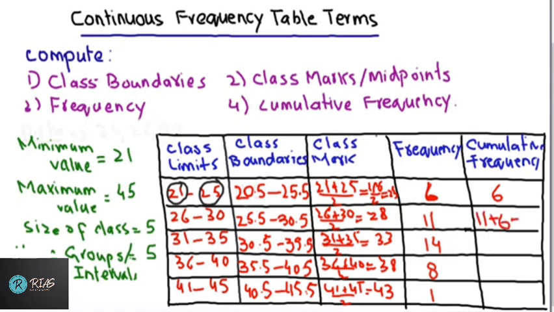11 plus 6 equals 17. Then we add the previous one: 14 plus 17 equals 31. Then we add 31 to the next one: 31 plus 8 equals 39. Then we add 39 to 1: 39 plus 1 equals 40. So we have the cumulative frequency at the end as 40. This is how you can calculate the class boundaries, class mark, and the cumulative frequency.